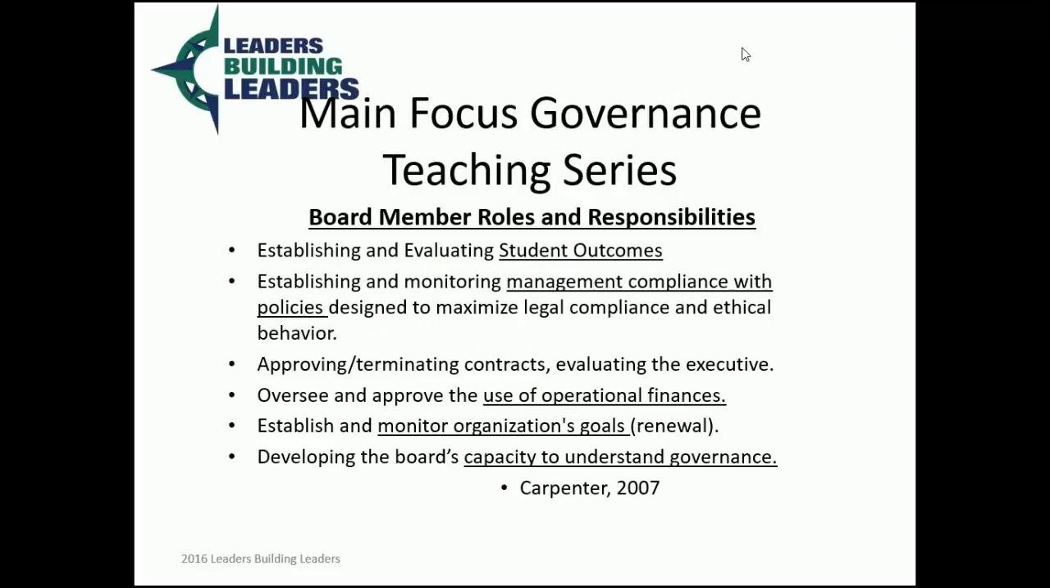During this teaching series, we will always be focusing on the 6 key roles and responsibilities of any board member. 1 is establishing and evaluating student outcomes. 2 is establishing and monitoring management compliance with policies designed to maximize legal compliance and ethical behavior of everybody in your organization. 3 is approving and terminating contracts and evaluating the executive. 4, oversee and approve the use of operational finances. 5, establish and monitor the organizational goals, always focused towards charter school renewal. And 6, develop the board's capacity to understand governance.